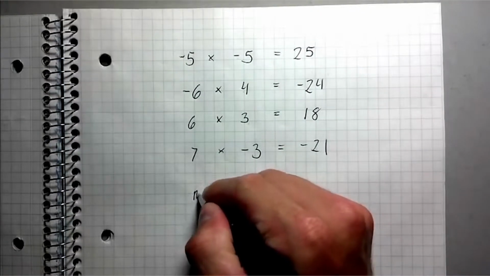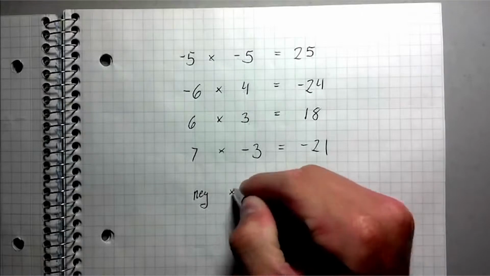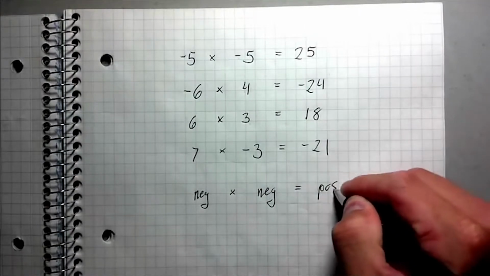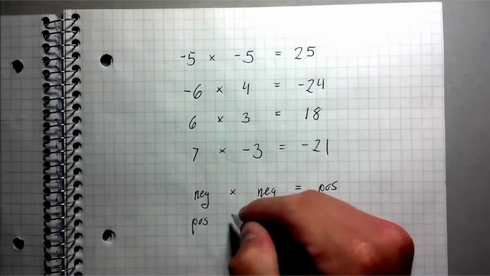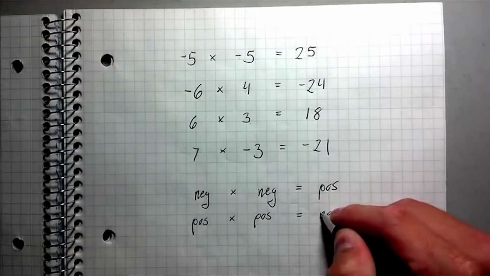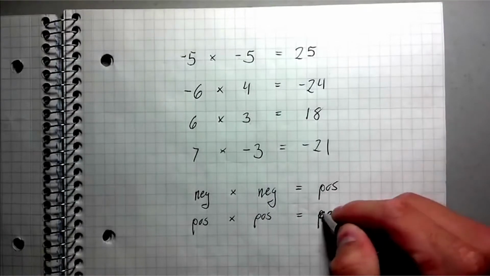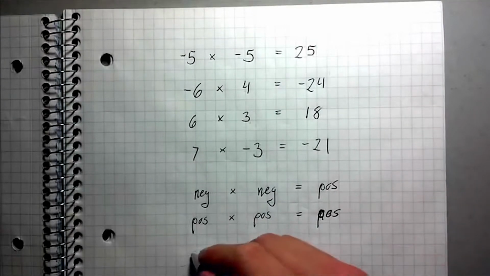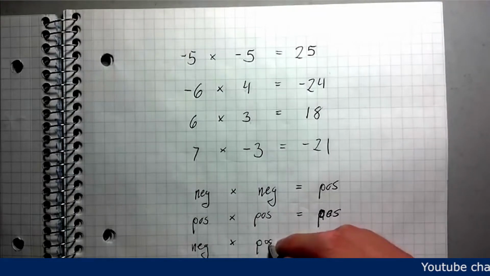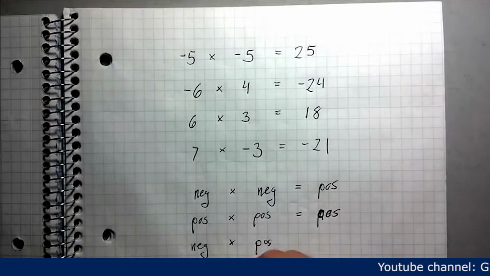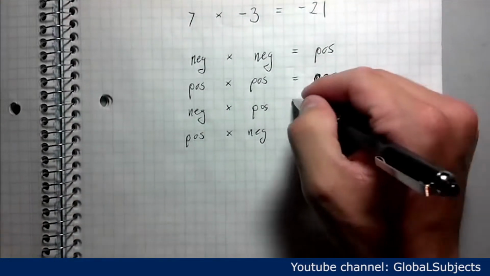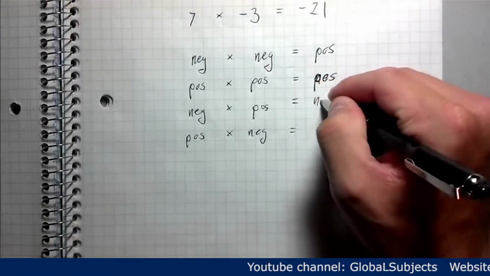All right, if I take a negative times a negative, it equals positive. If I take positive times positive, it's, excuse me, it's also positive, I'm sorry. If it's a negative times a positive, or a positive times a negative, it is simply negative.